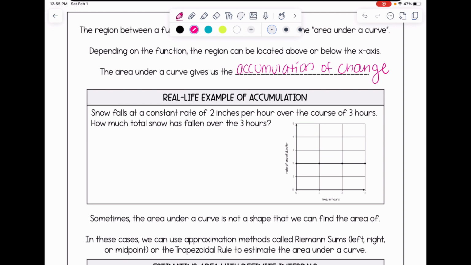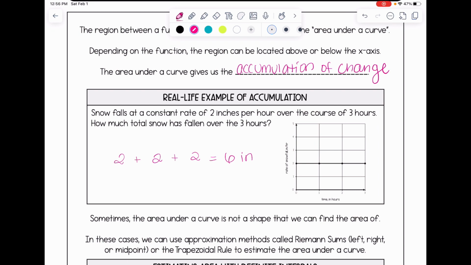Well, we could probably reason this and say, okay, well, 2 inches fell over the first hour and 2 over the second hour and 2 over the third hour. So total, we're going to say that there are 6 inches of snowfall. That was our total accumulation. How much snow has accumulated over that time?